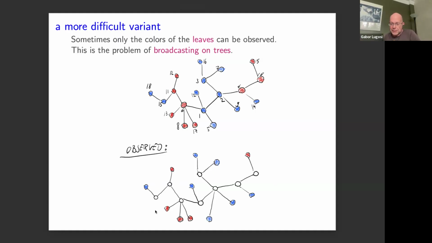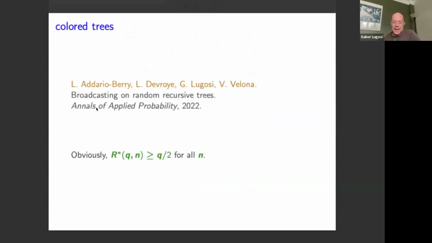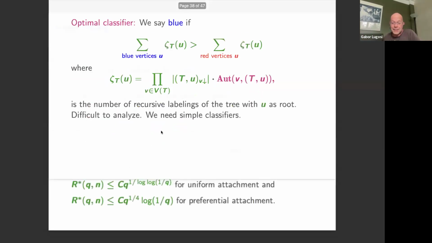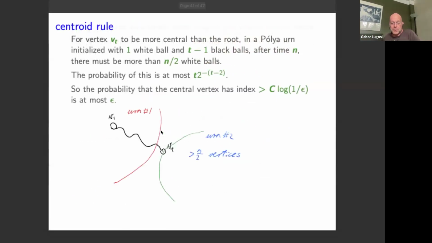For the surviving species we can see what their eye color is, but the dead ones we don't know. But I still want to know what was the eye color of Adam. An obvious lower bound for the probability of misclassification is Q over 2, because with probability Q, Eve is rebellious, and then at time 2 we have one blue and one red vertex, and from then on it's a coin toss. We don't know who is what. It's completely symmetric. So Q over 2 is a completely silly and trivial lower bound, but this ends up being essentially optimal.